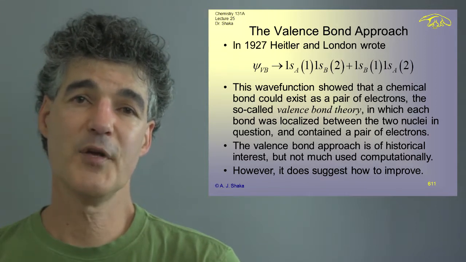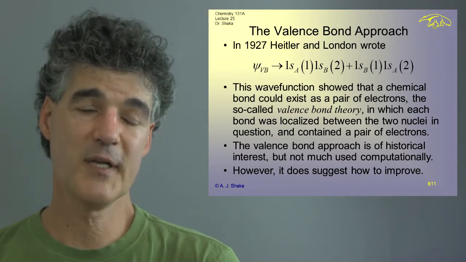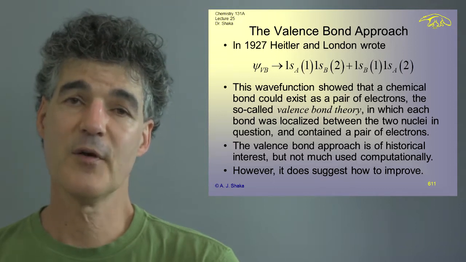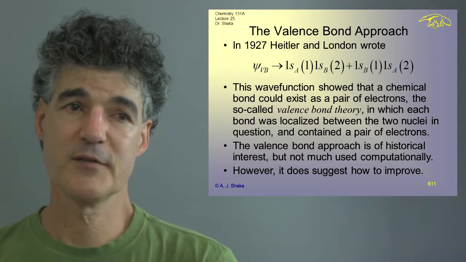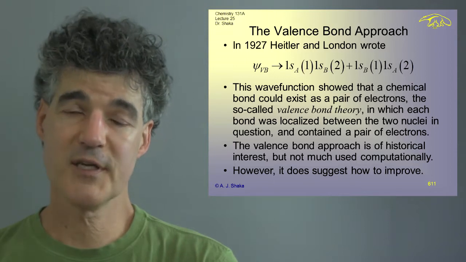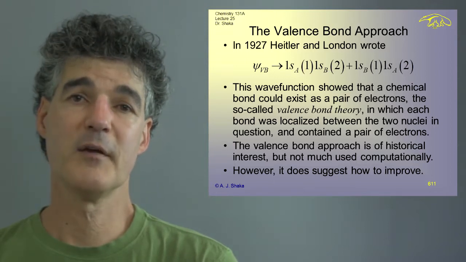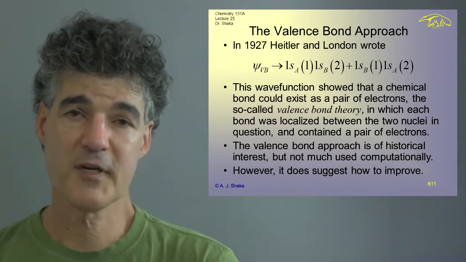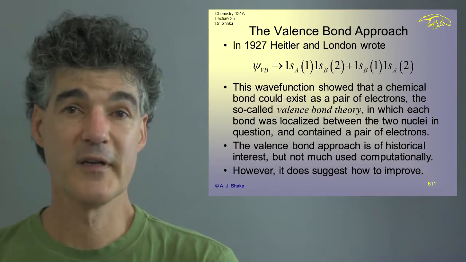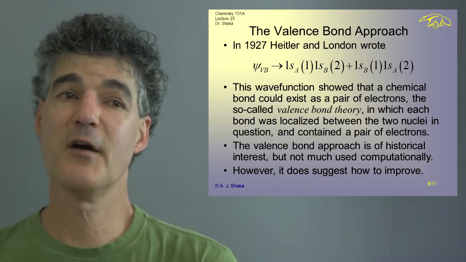Usually, computer programs are going to use the molecular orbital approach. So the valence bond approach is mostly of historical interest, but is not really used in modern computational programs. But it is very important because it does suggest how to improve.